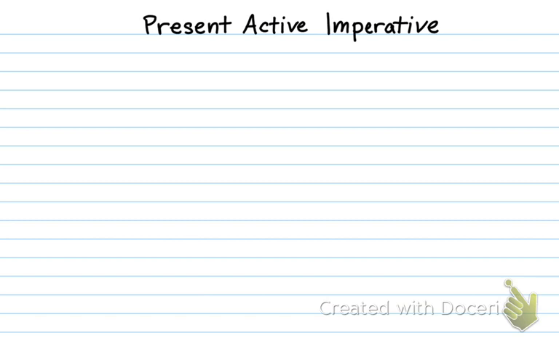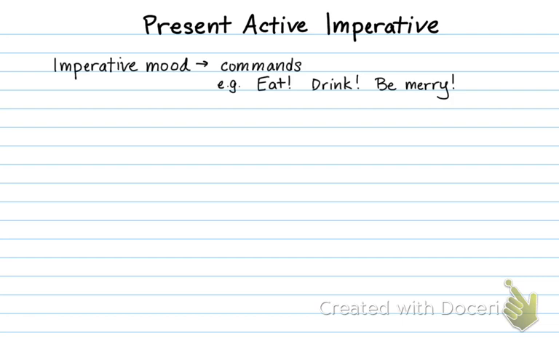To give commands, we need to learn the imperative forms, which are mercifully simple. Imperative is the mood that expresses commands. Examples of commands in English are eat, drink, and be merry.